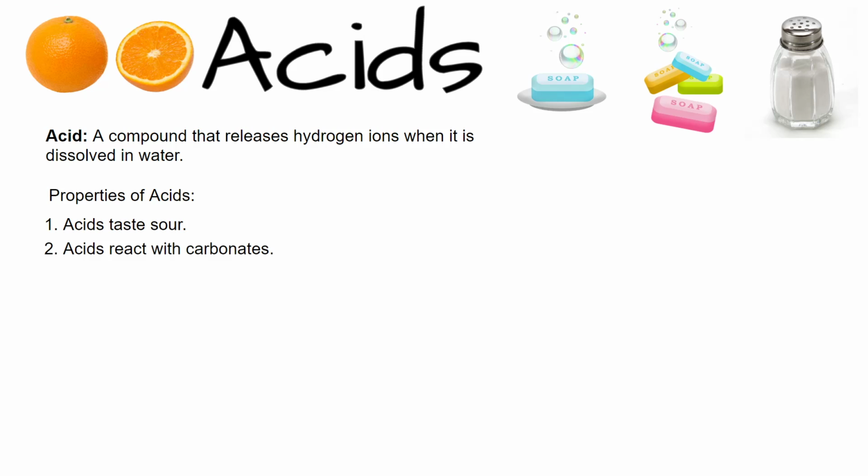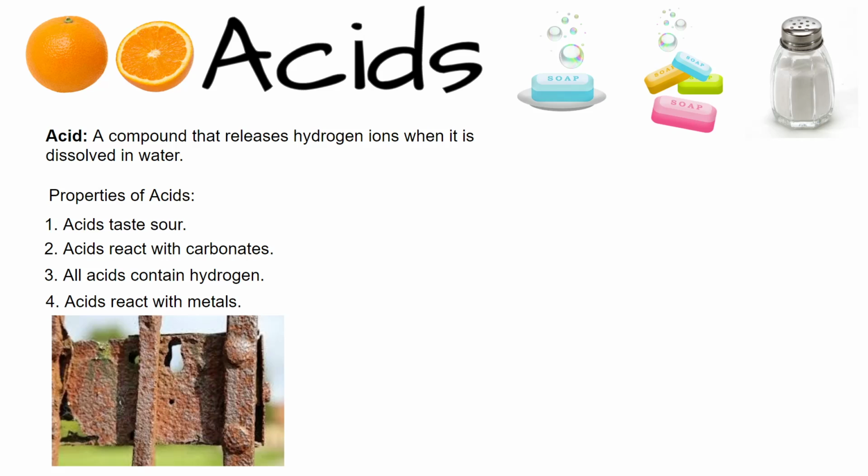Acids also react with carbonates, such as sodium carbonate or calcium carbonate, to produce carbon dioxide. All acids contain hydrogen. Acids react with some metals to form hydrogen gas. Hydrochloric acid, for example, reacts with zinc metal to form zinc chloride and hydrogen gas. Acids react with metals, dissolving the metals and forming a metal compound. The gradual wearing away of a metal due to a chemical reaction in which the metal is changed into a metallic compound is called corrosion.